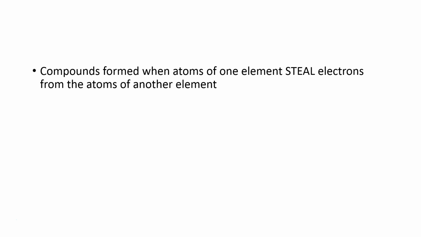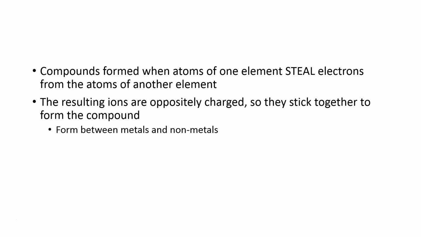Ionic compounds are formed when atoms of one element steal the electrons from the atoms of another element nearby. So that means that we're always going to get a positive ion and a negative ion. Because they're oppositely charged, they're going to be really attracted to each other. They will stick together, literally stick together, in order to form the compound.